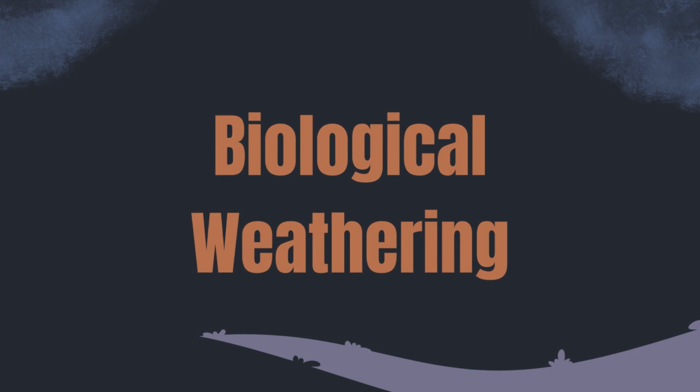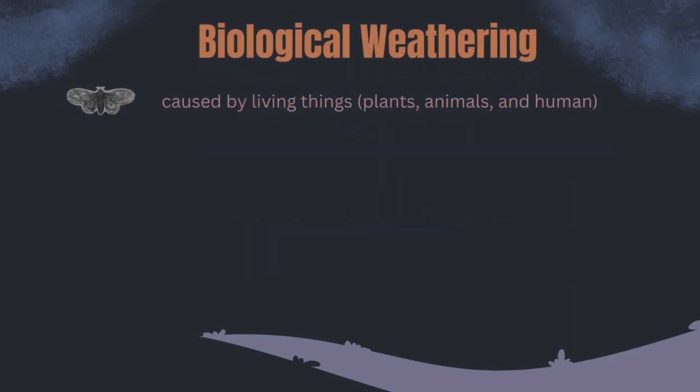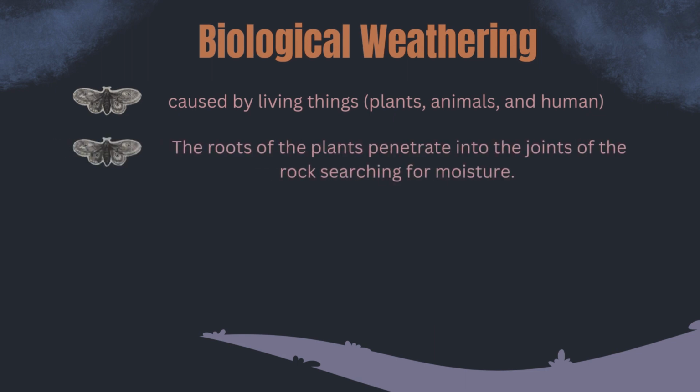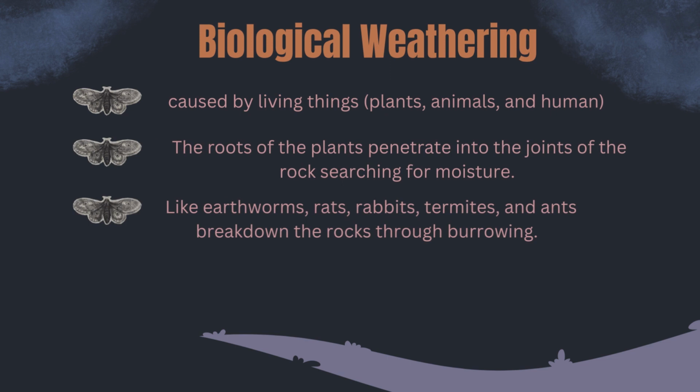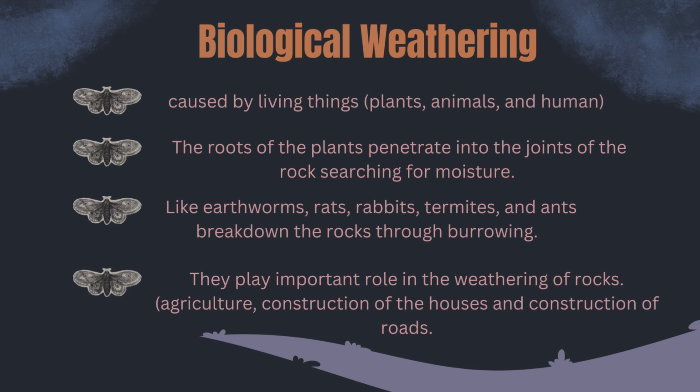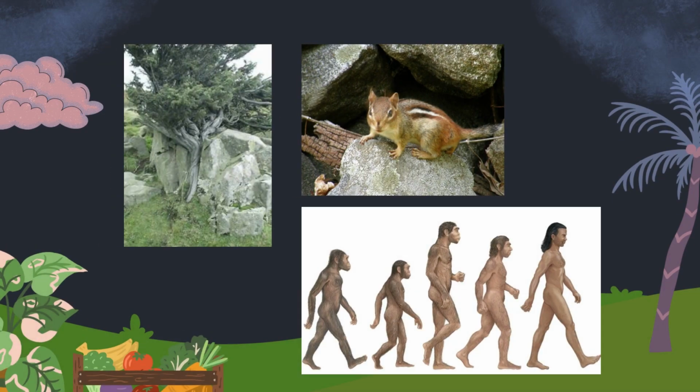For example, a rabbit can burrow into a crack in a rock, making it bigger and eventually splitting the rock. It is also caused by living things, like plants, animals, and humans. The roots of the plants penetrate into the joints of the rock, searching for moisture. Earthworms, rats, rabbits, termites, and ants break down the rocks through burrowing. They play an important role in the weathering of rocks, like agriculture, construction of houses, and construction of roads. That's all in the weathering process.